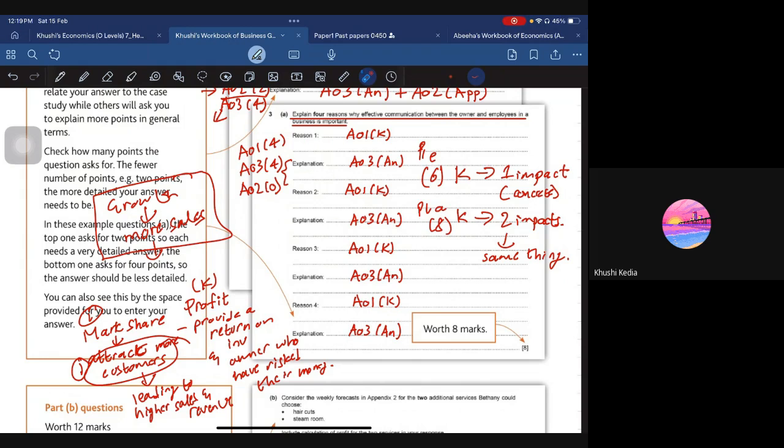Giving one development point is nothing. You have to create a full linkage there, right? Because there is a chance that you might also be repeating the same thing, the way that I said it here. So there you should have at least 4 impacts.